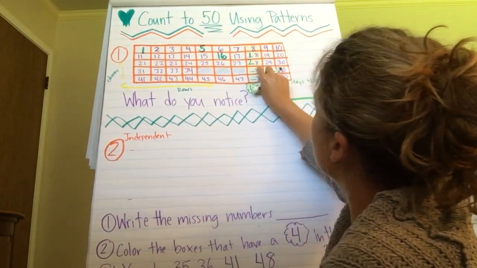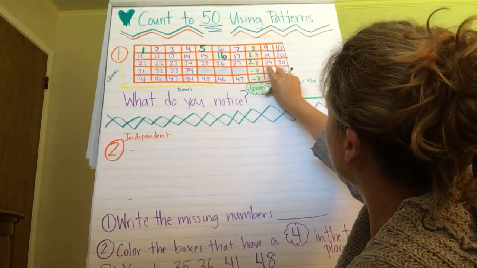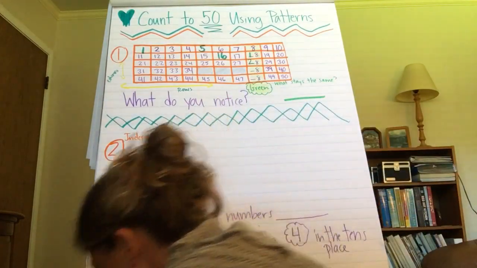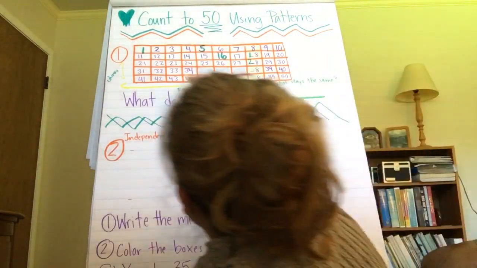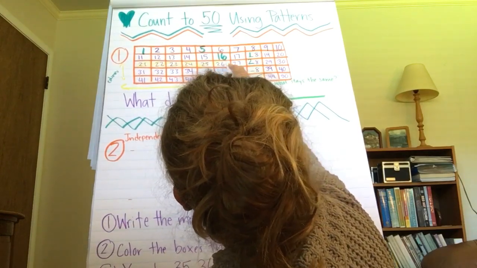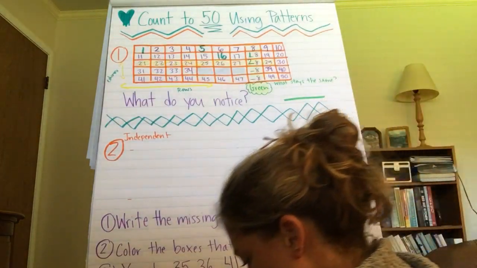What number did we make? 28. Good job, friends. There's a 2 here, and then it stops right there. So, friends, we are going to color in that row. Ta-da! Wow, this chart has so many marks on it.